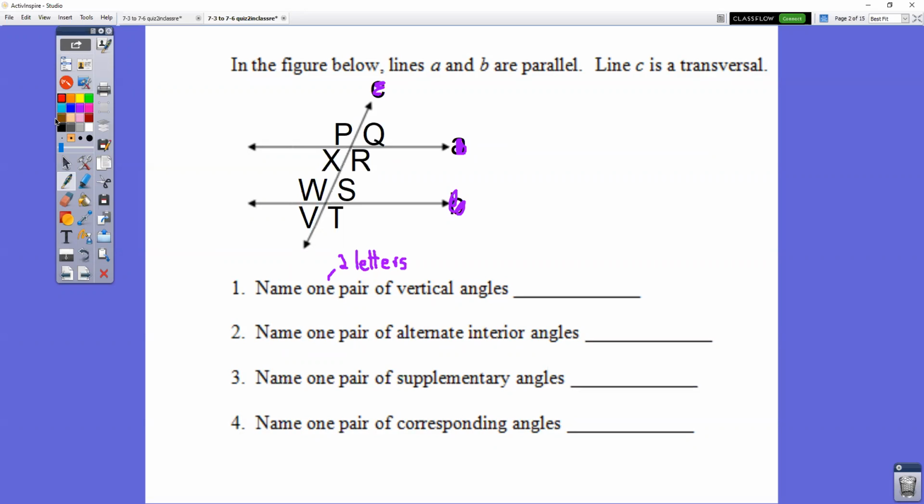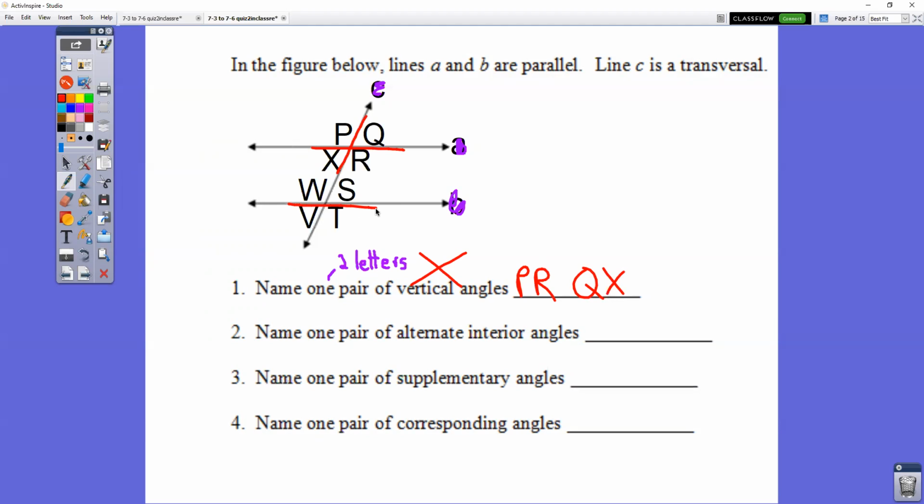When we take a look at vertical angles, remember, they form an X. The top and bottom of the X are the same. The left and the right of the X are the same. You have an X on the top here with P, Q, R, and X. So P and R are vertical angles. Q and X are vertical angles. You could also have the reverse of those, so R and P, X and Q.